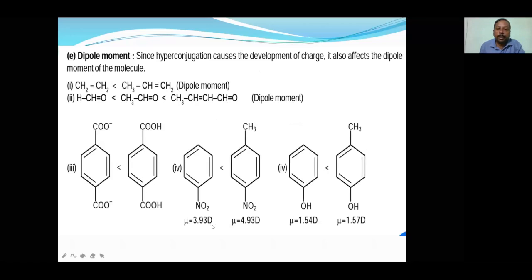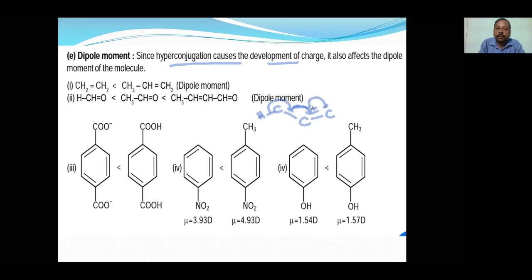These are some other examples of dipole moment. Dipole moment is also affected by reaction intermediates. Dipole moment means electrons moving towards one of the atoms. Since hyperconjugation causes development of charge, let us take the active carbon. Whatever carbon is attached to the active carbon will change its sigma bond into the pi bond. So this will be shifted here, and this pi bond will be shifted here.